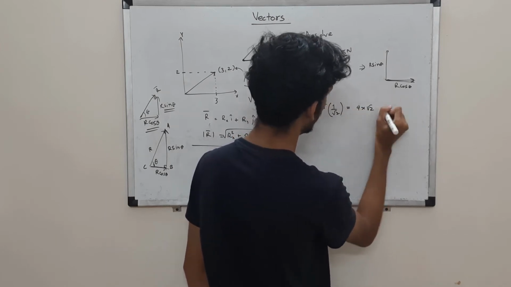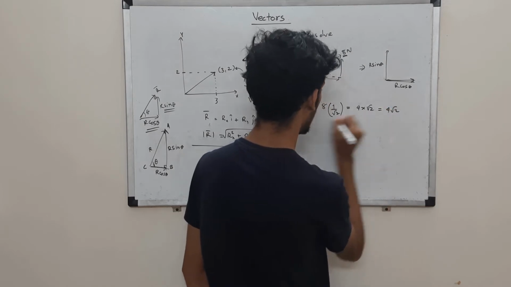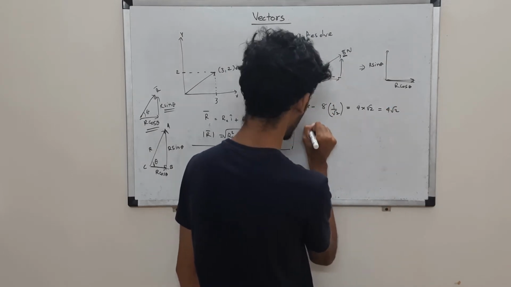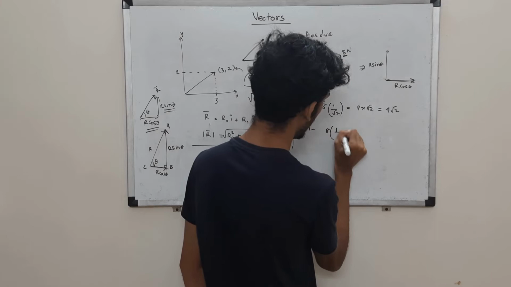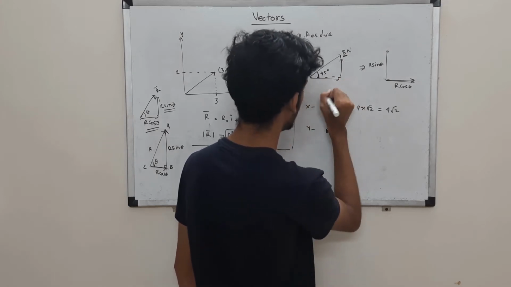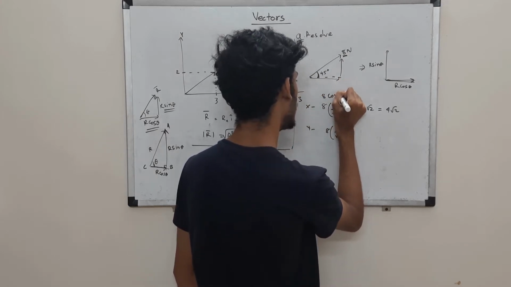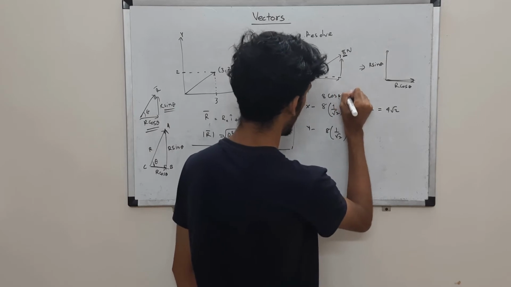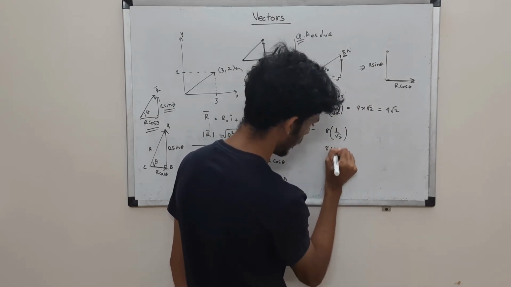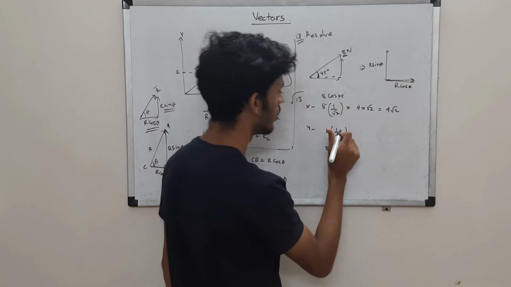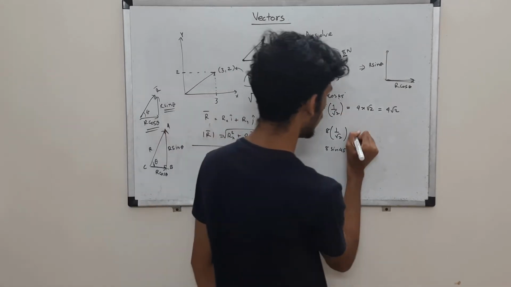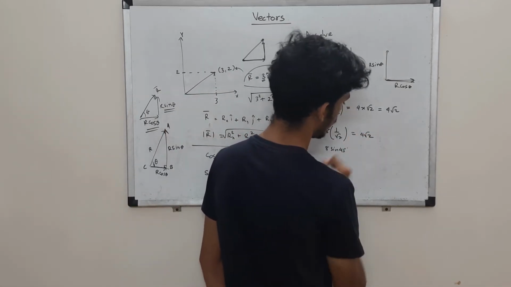Yes, so this is 4 root 2, and also this is along the x-axis, and also along the y-axis it will be 8 of this. So basically it is 8 cos theta over here, cos of 45, and here 8 sin of 45. Okay. Sin of 45, cos of 45 is 1 by root 2. So that's how we get 4 root 2.